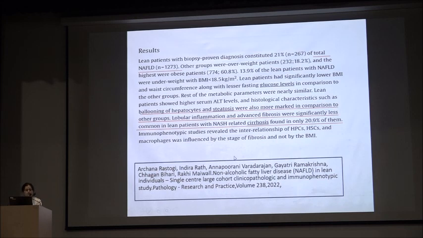This is another study from ILBS, by far the largest case database that I could find in the literature. It covers over 1200 biopsies of NAFLD, of which around 21% were lean NASH cases. There were a few differences which we observe in lean NASH cases, so I thought I should mention them here. Ballooning and steatosis are more marked in lean NASH cases in comparison to typical NASH groups. Lobular inflammation and advanced fibrosis were comparatively less than in the typical obese NASH-related patients.